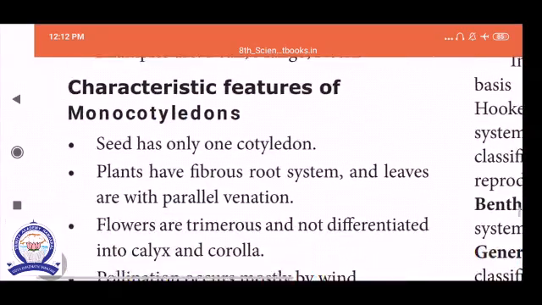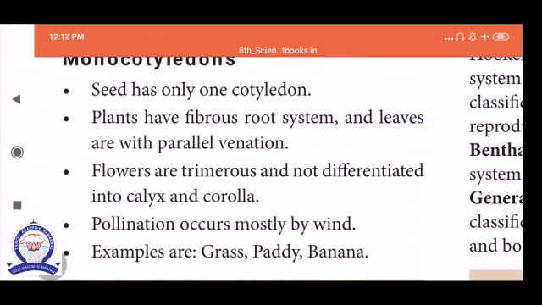Then next, characteristic features of monocotyledons. Each line is important for 1 mark. The seed has only one cotyledon, compared to dicotyledons having two. Second point, plants have a fibrous root system and leaves have parallel venation. What is venation? The arrangement of veins on the leaf lamina surface. Dicotyledons have reticulate venation, while monocots have parallel venation, where veins run from the apex to the base parallel to each other.